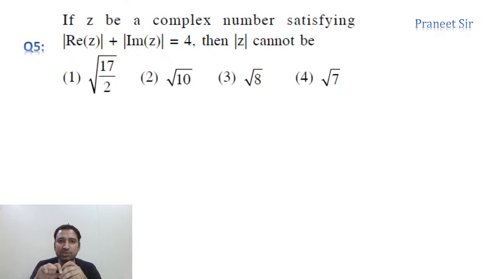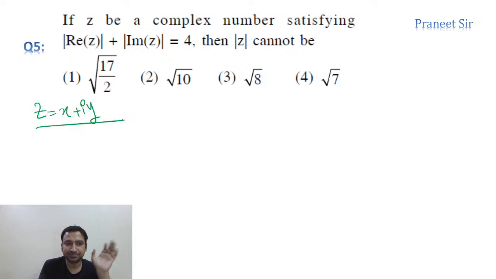Next question. Z is a complex number satisfying the real part of Z plus the imaginary part of Z, each in modulus, is equal to 4. Then mod Z cannot be equal to what? So guys, start solving this question. Simply, what we can do is replace Z with x plus iy and check the answer. Everyone do this question. I'll give you 1 minute.